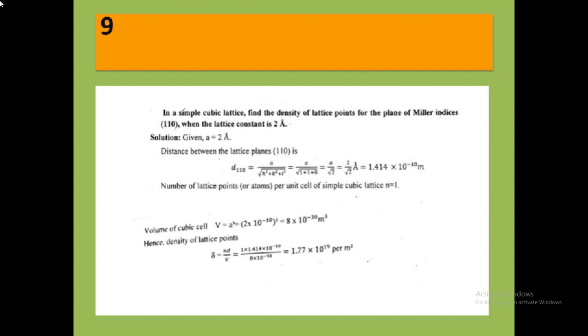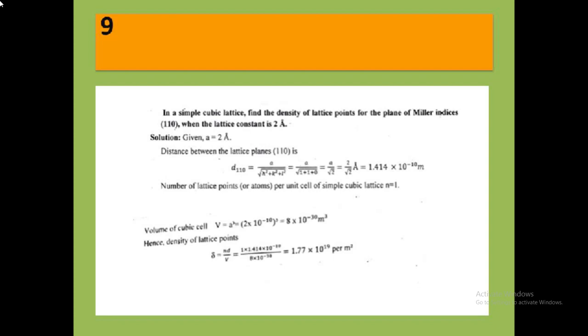Number of lattice points or atoms per unit cell of a simple cubic lattice: here they give simple cubic lattice, so n is equal to 1. You should be thorough with the number of lattice points for simple cubic, face centered and body centered; accordingly, the numerical will change. According to what they ask in the examination, if it is simple cubic, then write n is equal to 1. If it is body centered, then write the number given for body centered, and if it is face centered, then write its number. The rest of the thing will remain the same.